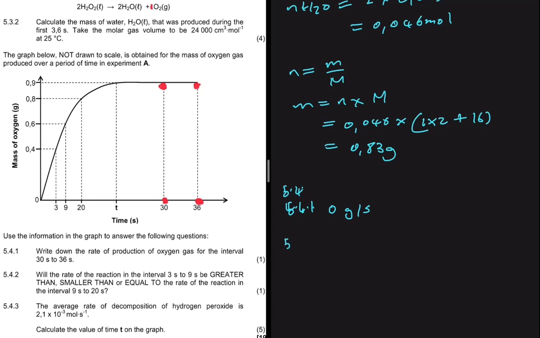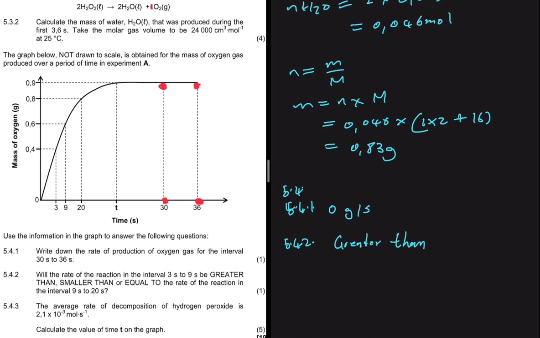And now 5.4.2: will the rate of the reaction in the interval 3 to 9 seconds be greater than, smaller than, or equal to the rate of reaction in the interval 9 to 20 seconds? In the interval 3 to 9 seconds, it's going to be greater than, right?